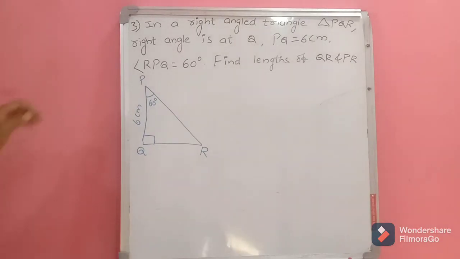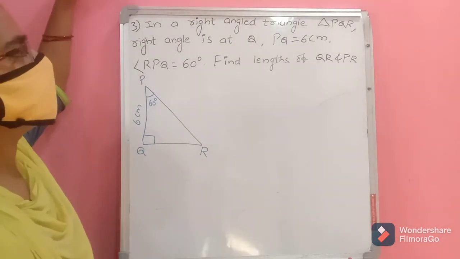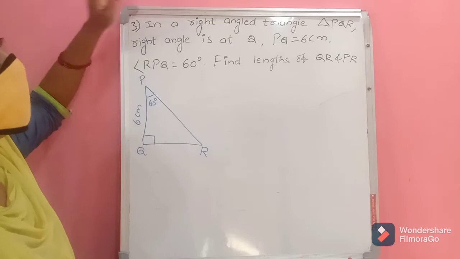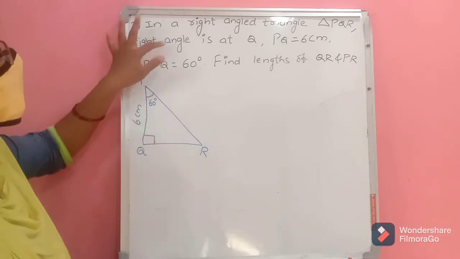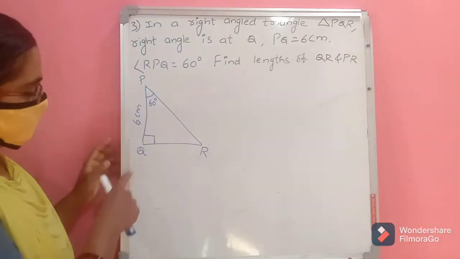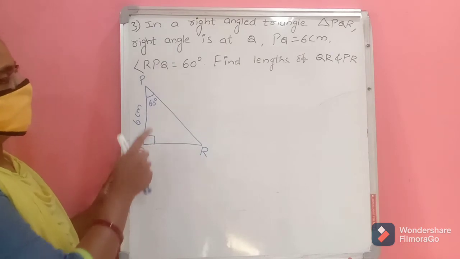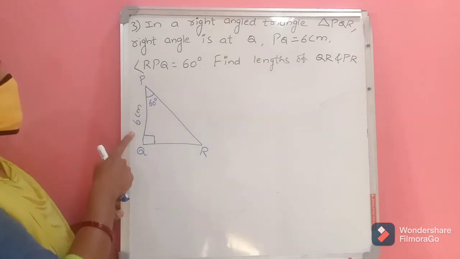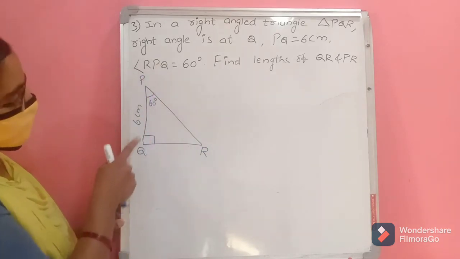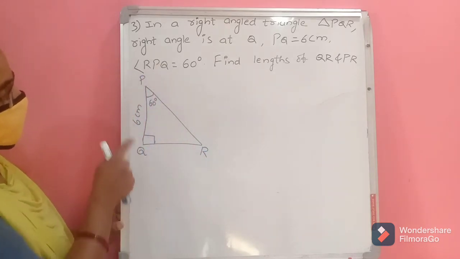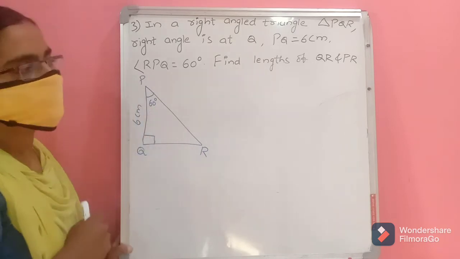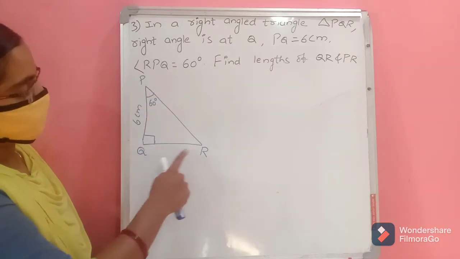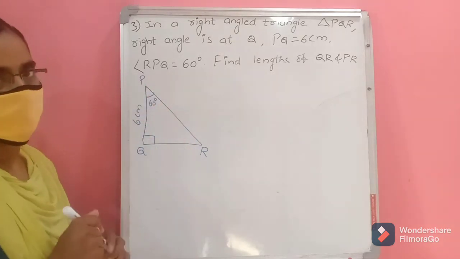Here I have given one more question. In a right angled triangle PQR, right angle is at Q. PQ is 6 centimeter. Angle RPQ, that is the angle at P, is 60 degrees. Find lengths of QR and PR. These two lengths we have to find out.